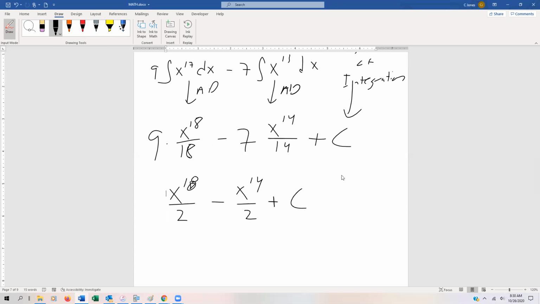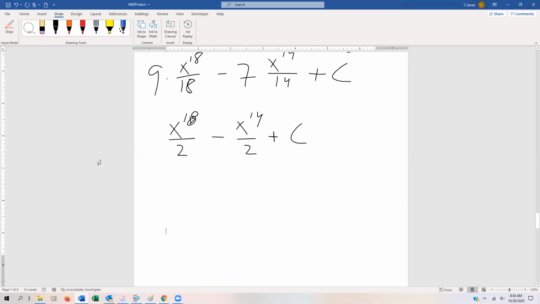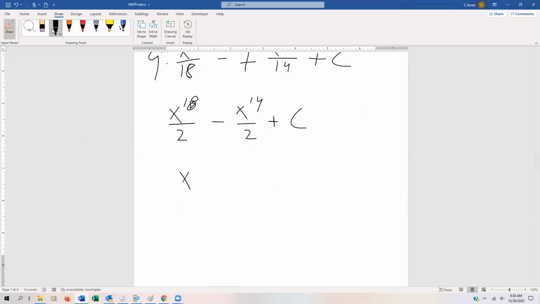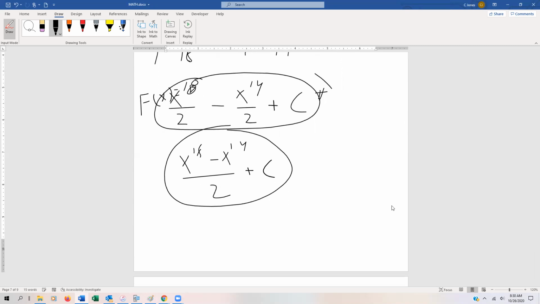And then finally, if we wanted to combine this, we could write this as a singular term. We could write this as x to the 18th minus x to the 14th, all over 2, plus c. So this is one way to write the answer. This is another way to write the answer in a simplified form. This one might be the easiest one. And remember, this is our antiderivative, or the integral as well. So integrals and antiderivatives, to evaluate them, are essentially the same thing. Now, let's take the derivative of capital F and see if we get the same answer.